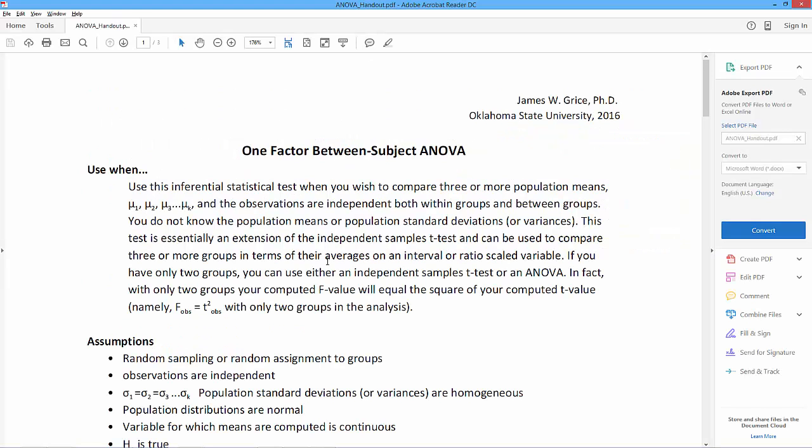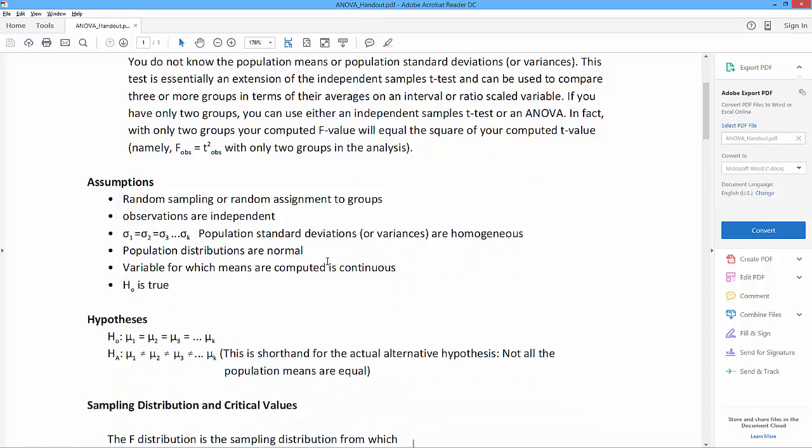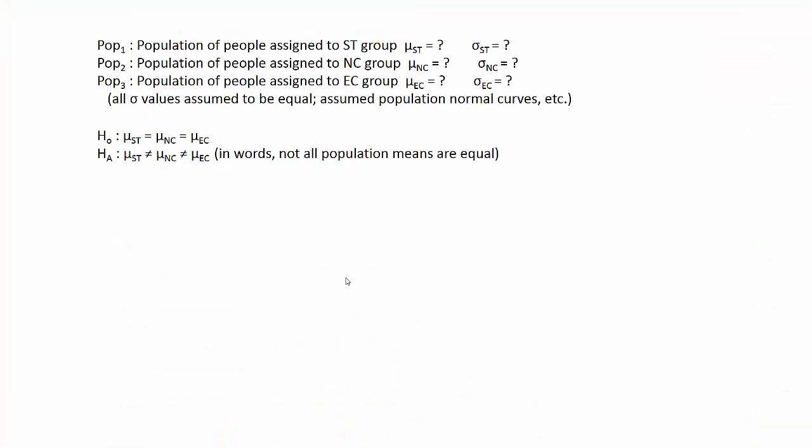So we see on our handout here when to use the one factor between subjects ANOVA. We see the assumptions and we see the hypotheses. So let's switch back over to PowerPoint and set up our hypotheses. So in this case we have three populations. These are individuals who can, in principle anyway, be assigned to the ST, NC, or EC groups. So these would be our three populations to which we're trying to generalize.